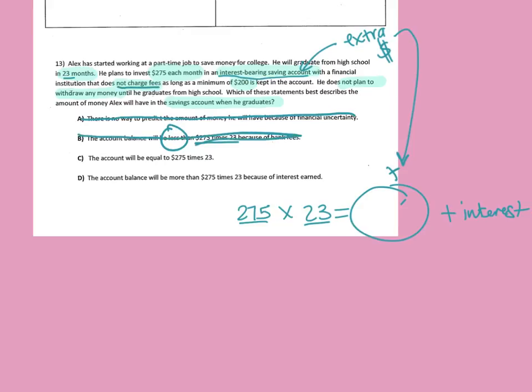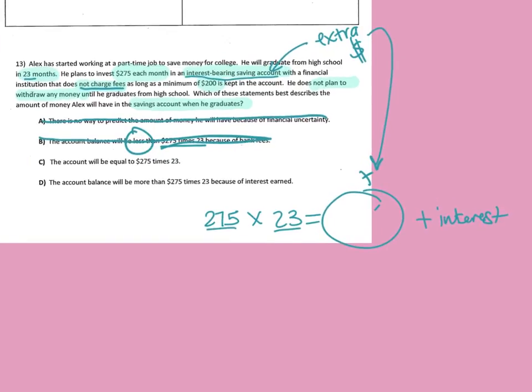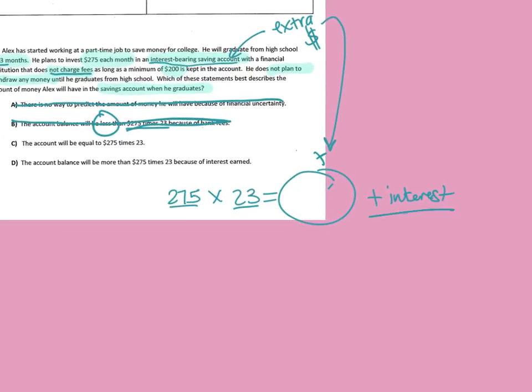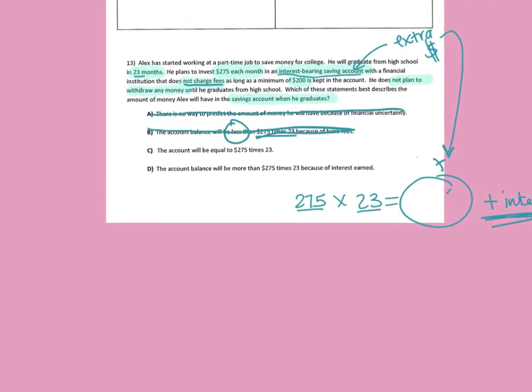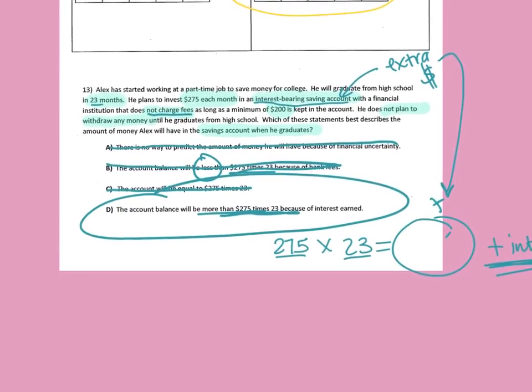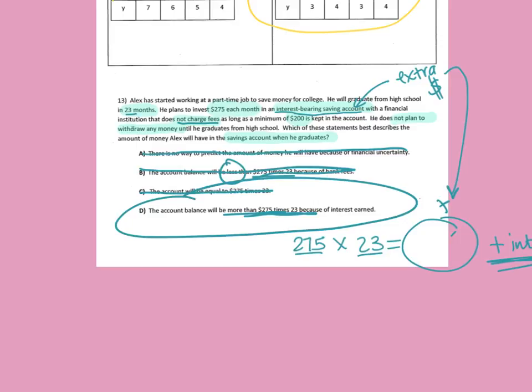So no. C, the account will be equal to 275 times 23. That would normally be okay, but since it said it was an interest bearing savings account, that means you're going to earn interest on that account. So it's not going to be equal. It's going to be more than 275 times 23 because of interest earned. Okay, there's one on your test like that, so just make sure that you're aware that interest means extra money.